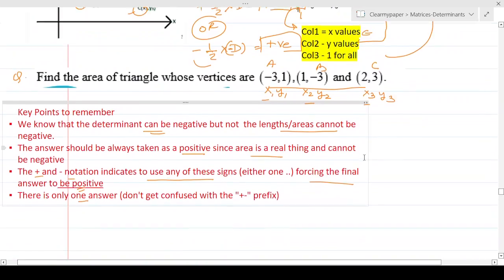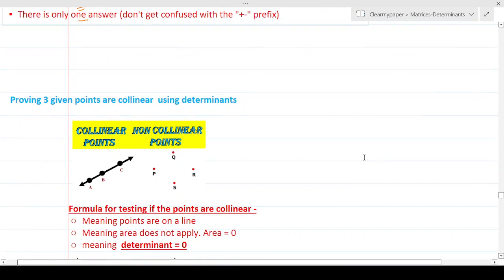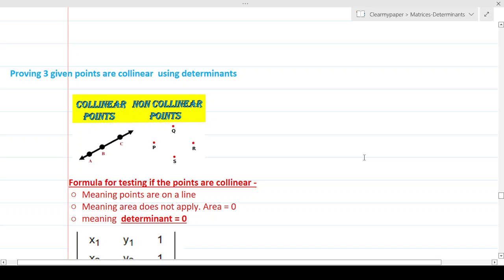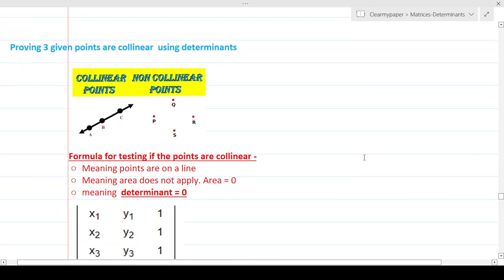Now, another example is a related one, and both should go together, but I'm putting it in a separate video. Given 3 points, we have to prove, or find out, if all the 3 points are collinear or not, meaning do they lie on the same line. If it's a triangle, it's going to be like this. You have A, B, and C.